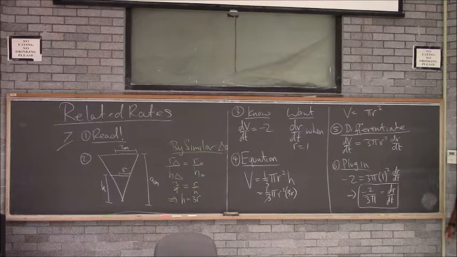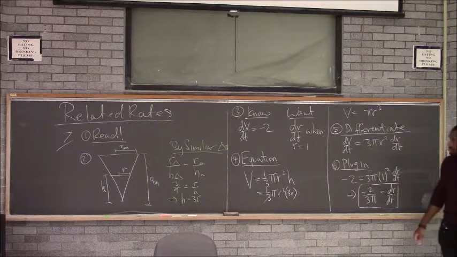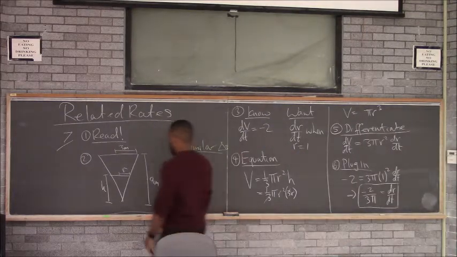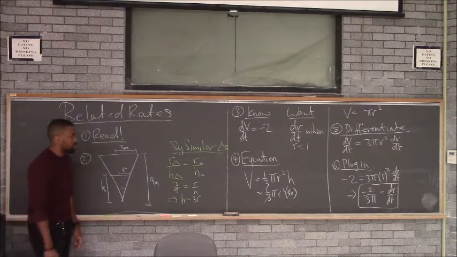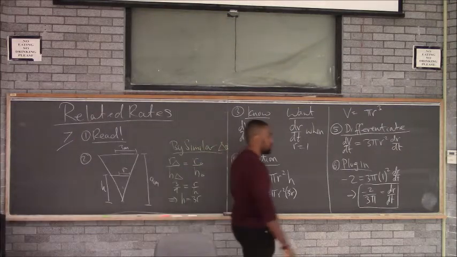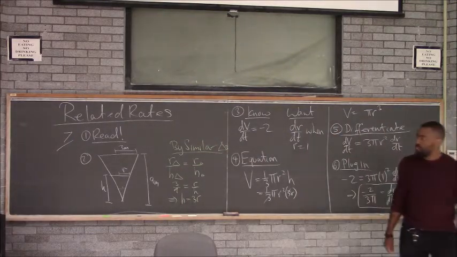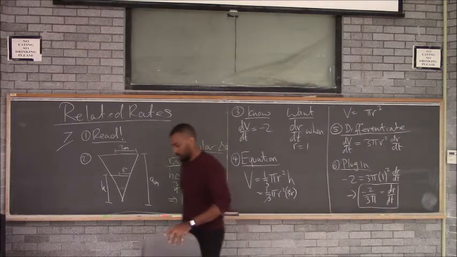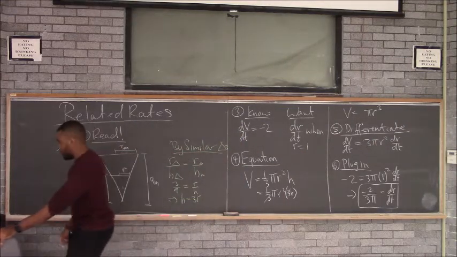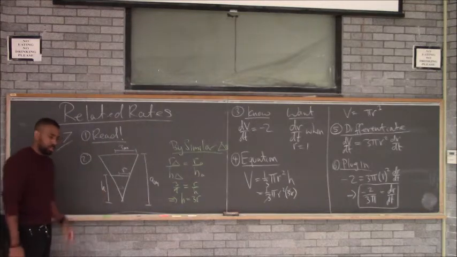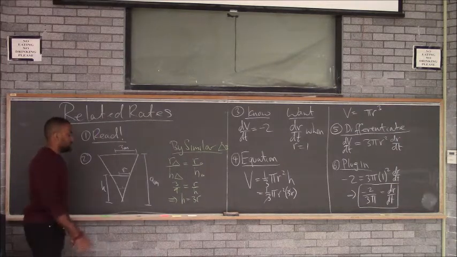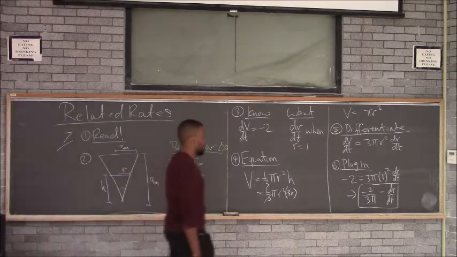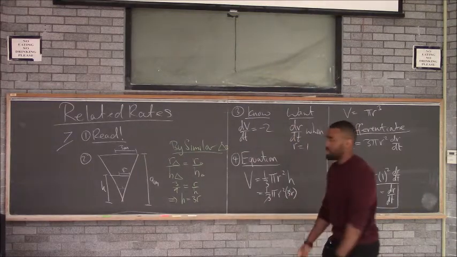Does that answer make sense? Does it make sense to be negative? Yes. Why? Because as the volume decreases, the radius is also decreasing. Right, as this goes smaller, the radius also gets smaller, so your radius is decreasing here. So that is how you do problem 7. Make sure you watch how you're labeling. A lot of mishaps can happen because of improper labeling. So that was problem 7.